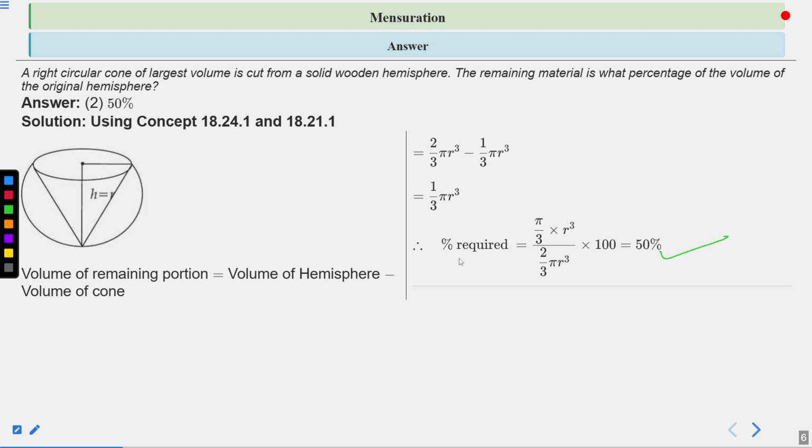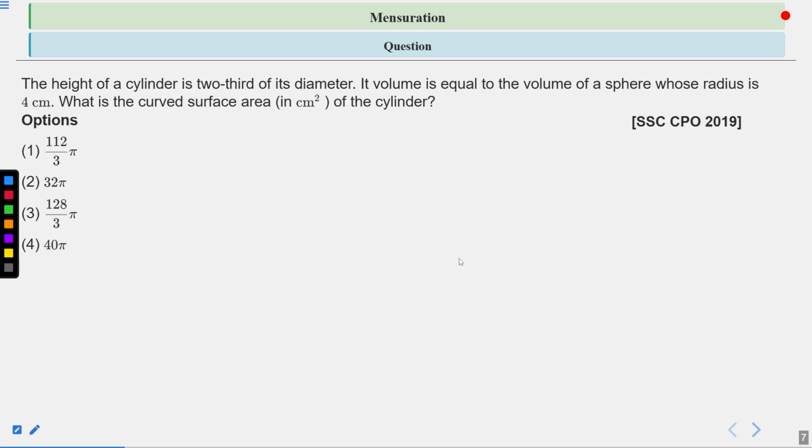Next one. The height of a cylinder is 2/3 of its diameter. Its volume is equal to the volume of a sphere whose radius is 4 centimeter. What is the curved surface area in square centimeter of the cylinder? This question was asked in the SSC CPO exam 2019. So there are 4 options. First one is 112 by 3 pi. Second is 32 pi. Third one is 128 upon 3 pi. And fourth one is 40 pi.